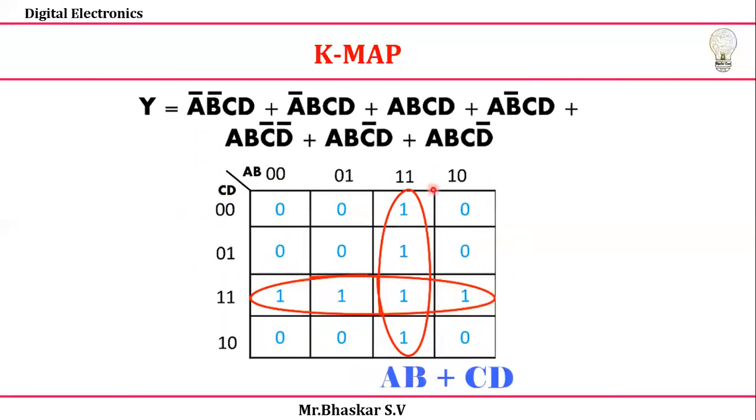See, that's what I'm telling. This is the Boolean expression we have. We are going to reduce this Boolean expression into a small one, that is AB plus CD. It is the reduced Boolean expression.